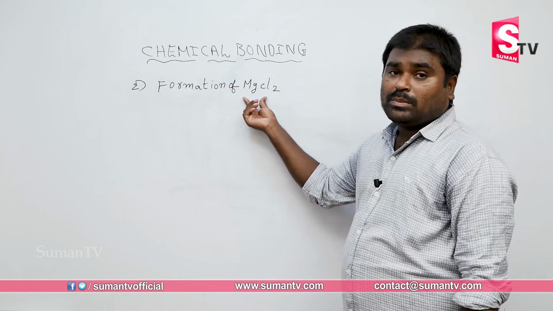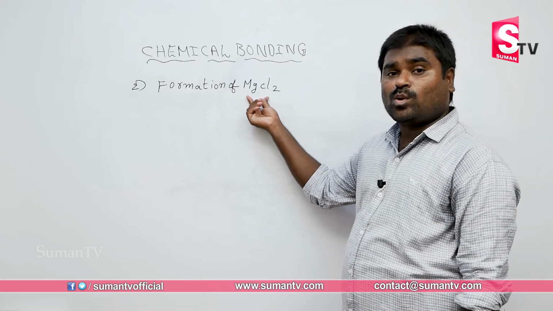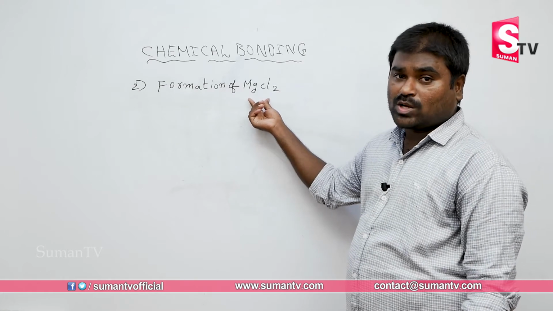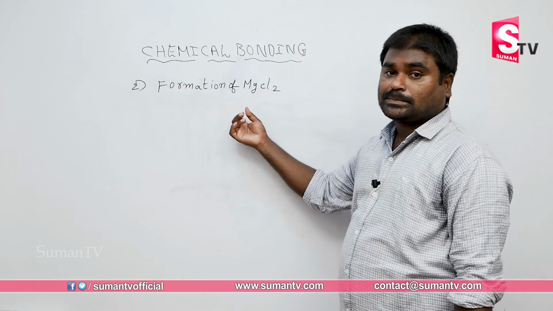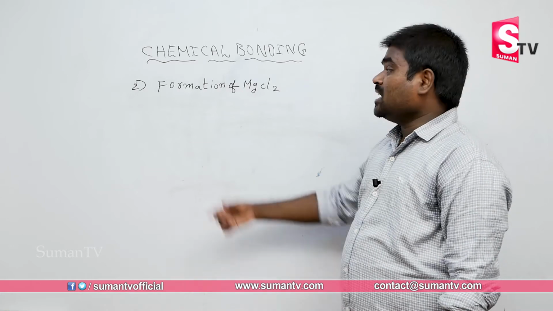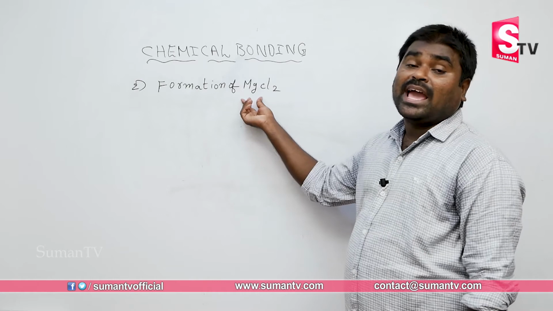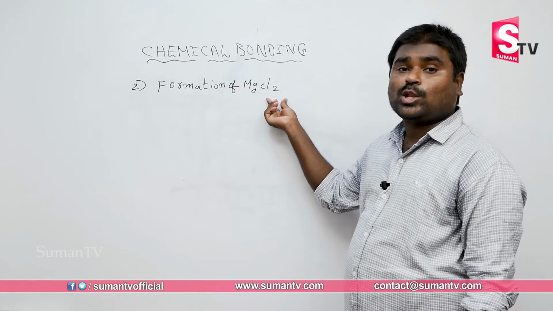Then ionic bond means, in chemical bonds there are types: ionic bond, covalent bond, and coordinate covalent bond also, but what is given in the textbook, no? Only 2 types of bonds. Okay, we are learning only about ionic bonds. First one we have completed: the formation of sodium chloride. And the second one is the formation of magnesium chloride. Magnesium is an S block element, a metal. Chlorine is a P block element, a non-metal.